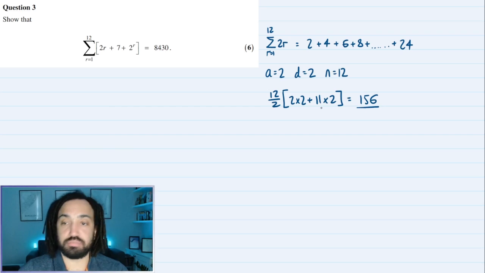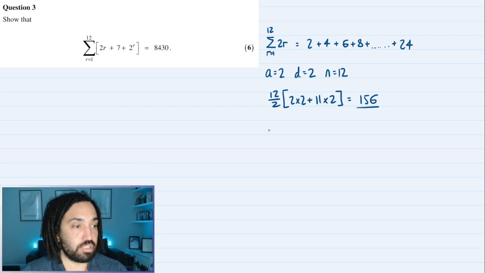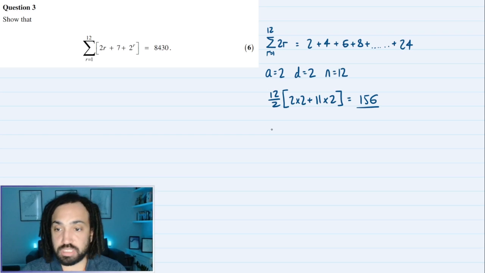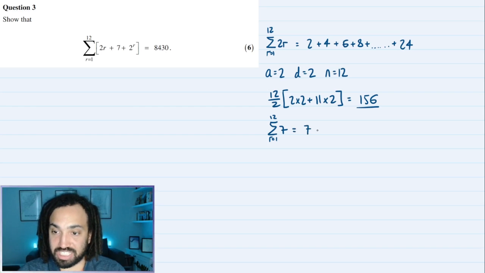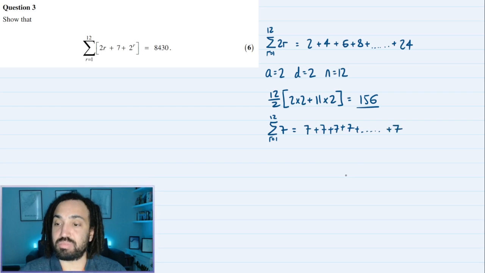Okay, good. Now what we need to do is the next one, which is going to be the summation of 7. In hindsight, I could have added that onto the first one, but I overlooked that. But anyway, the summation of 7 just means that for every value of r, it just stays constant. So it's just going to be 7 plus 7 plus 7 plus 7, 12 times. So that's simple, that's just 7 times 12, which is 84.